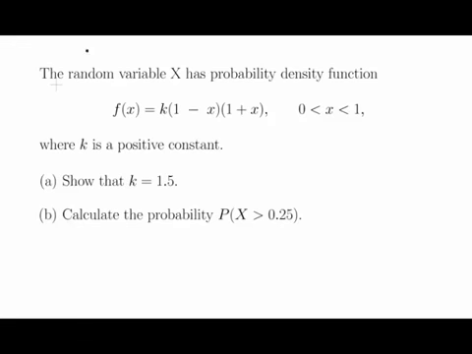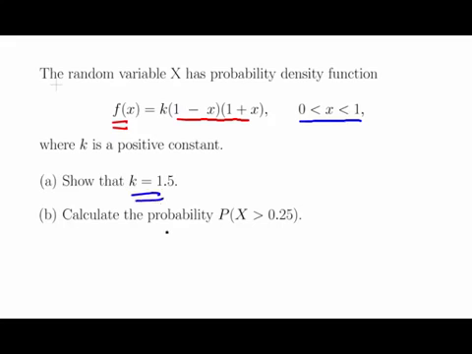Now you notice that we have small f there for probability density function equals k times 1 minus x times 1 plus x. That's actually the difference of squares there, 1 minus x squared. And importantly, the range of values for x is between 0 and 1. Okay. So here k is a positive constant. That will be helpful for deducing what we are trying to do. Show that k is equal to 1.5.